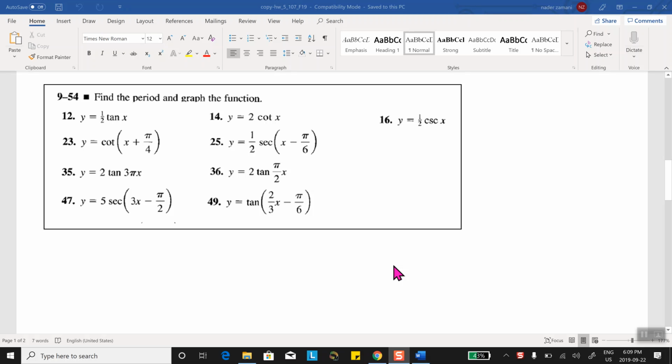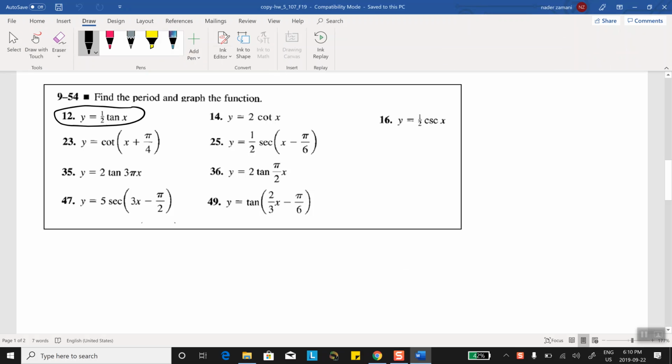This is the second of the video segments that I'm making for solution homework problem number 5. Here, the expressions are given to you, and you're asked to find a period and plot it.